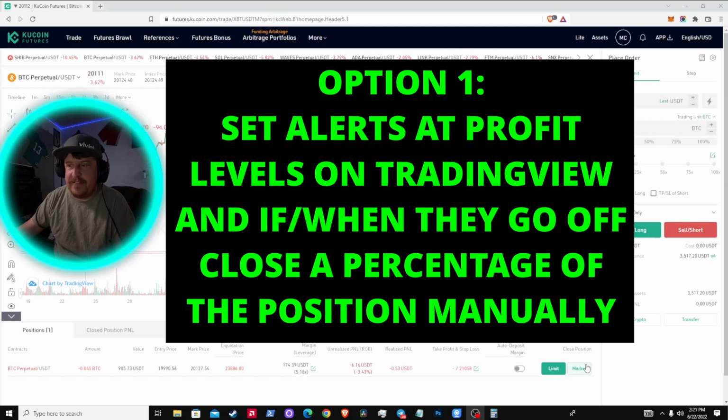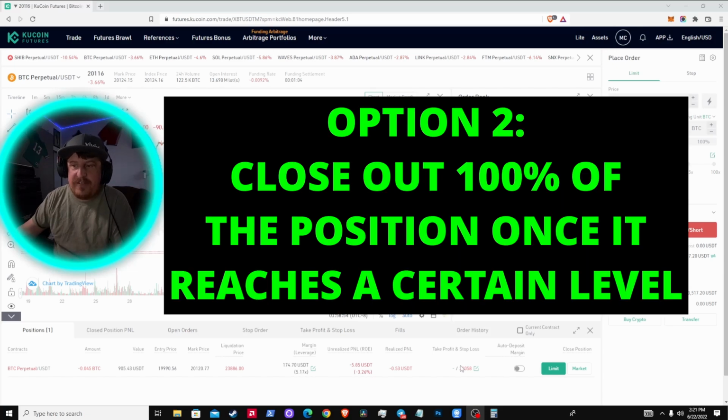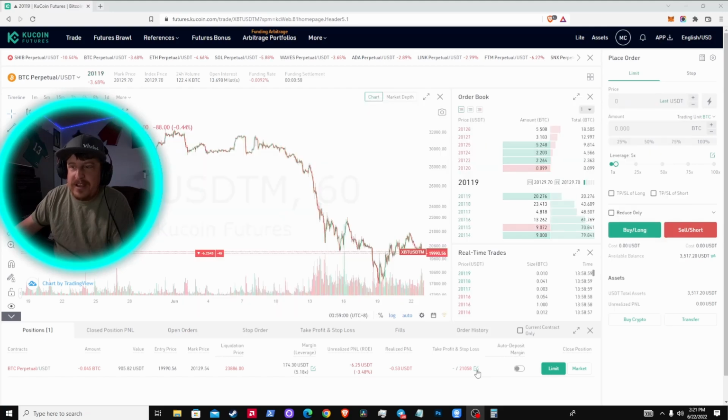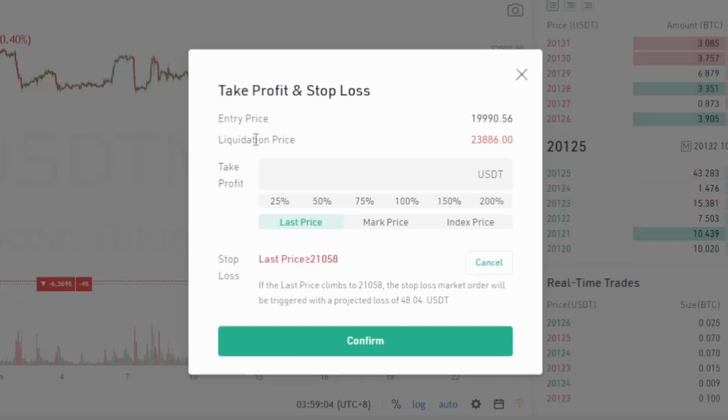I may lose out on a few cents potentially of my gains, or maybe I get lucky and make even more than I expect, but at any rate, you could do it that way. And then of course it'll cancel out your stop loss, but you'll close out half your position, and then you can reset your stop loss. Or obviously, like I mentioned in yesterday's video, if you just plan on closing out the entire position at once, that is possible. You just click this and it brings up this spot up here that says entry price, liquidation price, and where you want to put your take profit.